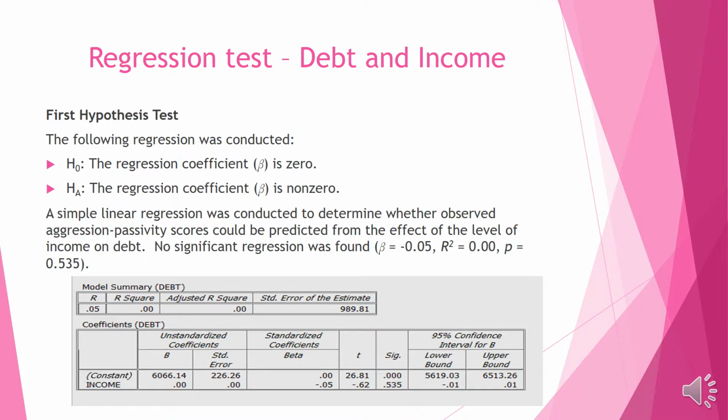In our first test, we look at determining whether debt can be predicted from income. The null hypothesis is that the regression coefficient beta is 0, and the alternative is that the regression coefficient beta is non-zero. For this test, no significant regression was found. Beta is equal to minus 0.05, the r squared was 0.00, and the p-value is 0.535. Therefore, since p is greater than 0.05, the null hypothesis has to be accepted.